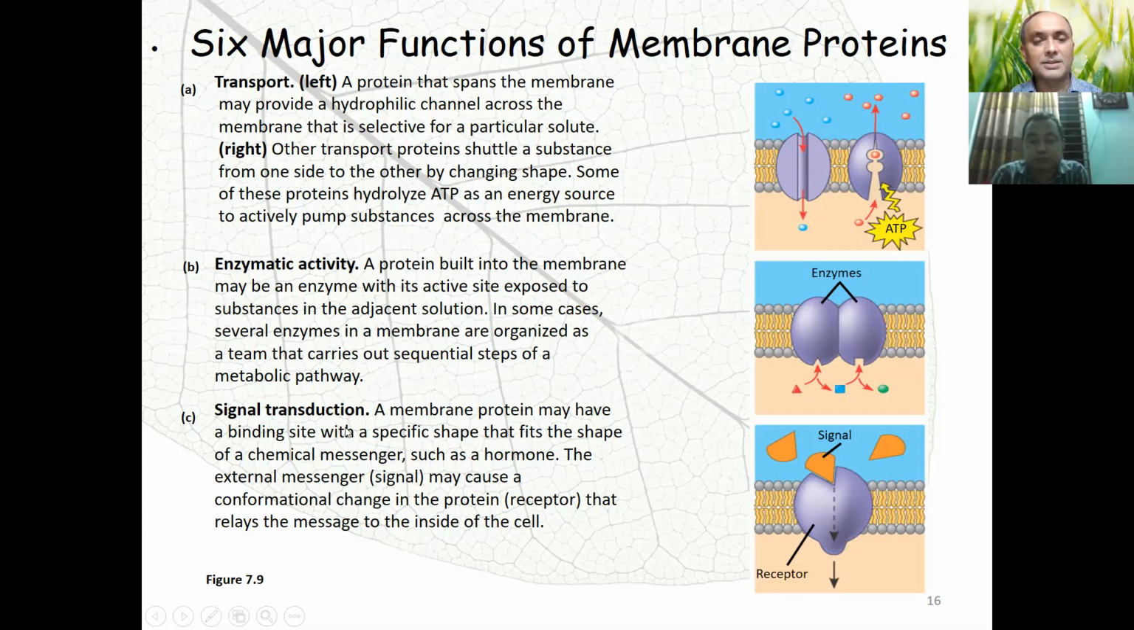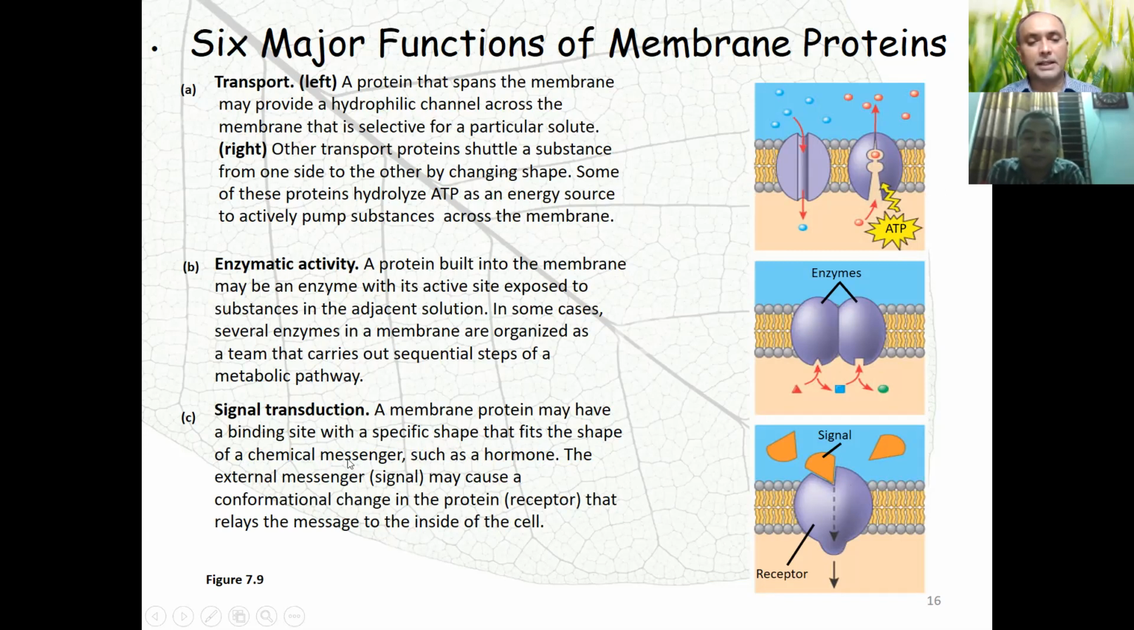Third, signal transduction. As I told you before, like the G protein coupled receptor. A membrane protein may have a specific binding site with a specific shape that fits the shape of a chemical messenger. So, for example, we use a drug molecule. The drug molecule must have a specific site that is called receptor. This type of protein is called receptor.